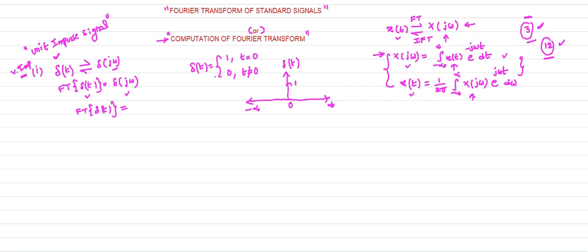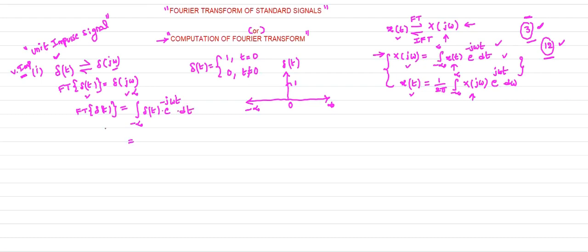This is your unit impulse function. To find the Fourier transform of the unit impulse function, you just use this formula. Your formula is nothing but the integral from minus infinity to plus infinity. Your time domain signal is here, delta of t, in the formula we have e power minus j omega t into dt.